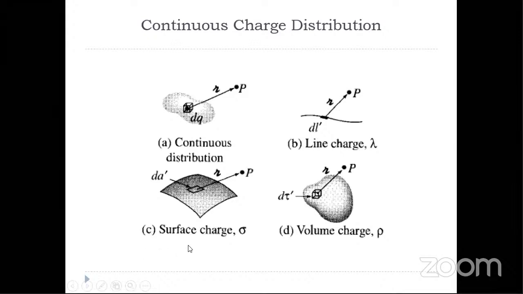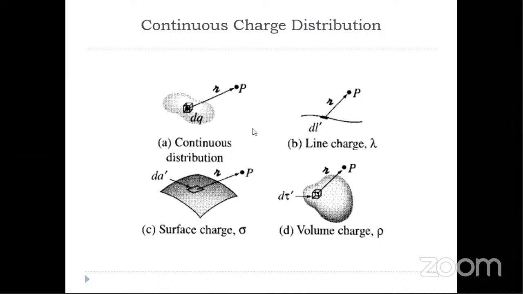Another possible configuration is surface charge. What does it mean? It indicates that the charge is distributed along the surface. So how to characterize it? What I have done in the case of line charge is take a small linear segment. In the case of a surface, I will consider a small surface element. This small surface element has an area dA dash. This entire surface charge configuration is characterized by surface charge density sigma.